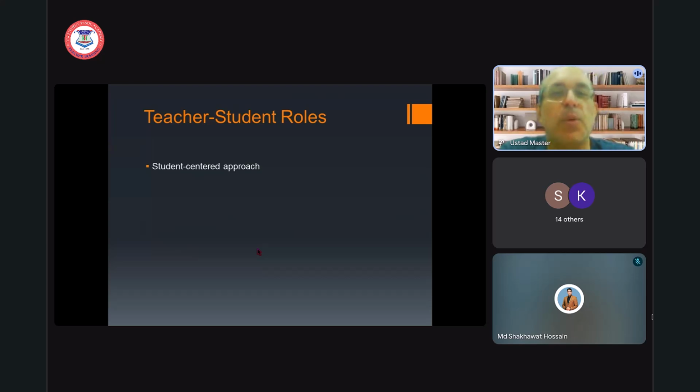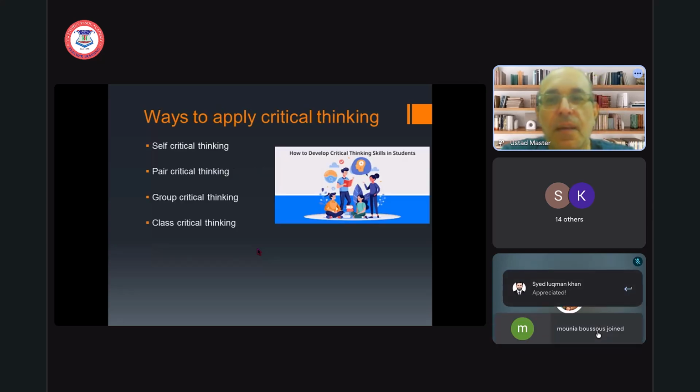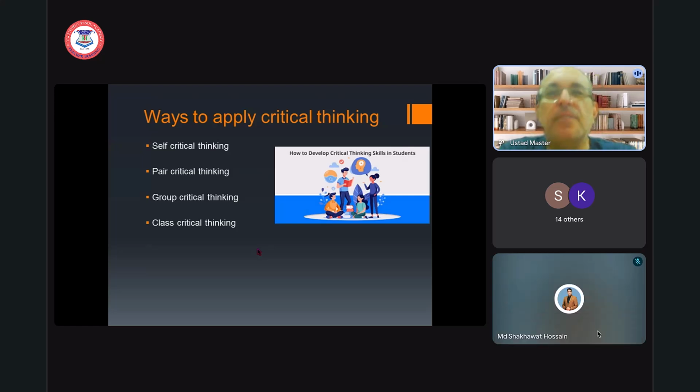That's the most important one. That's why it is different than creative thinking. When the student has an argument, he or she checks this argument. Is it valid or not? Okay. Now, how can we apply critical thinking tasks in the classroom?